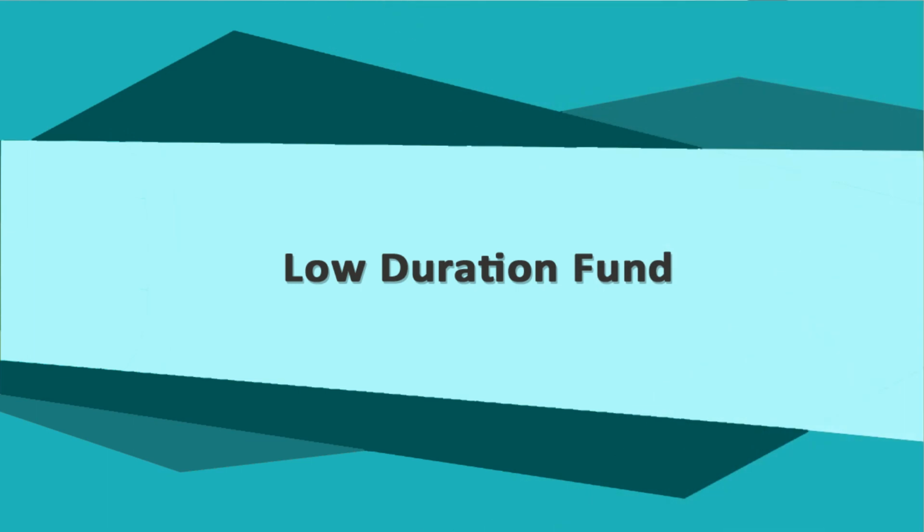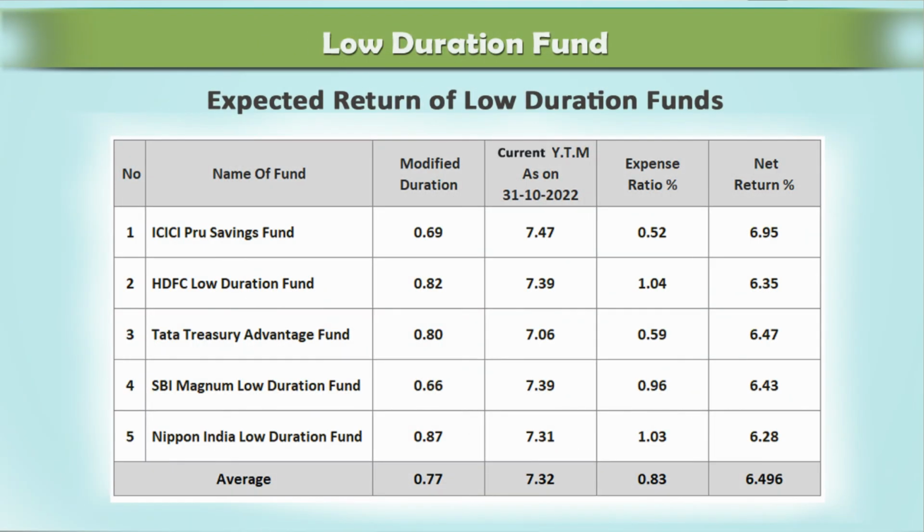On screen, you can see some low duration funds. Here the modified duration of the funds is almost 8 to 9 months. On screen, you can see the expected return of the funds. After deducting the expense ratio, return can be expected up to 6.5% per annum.